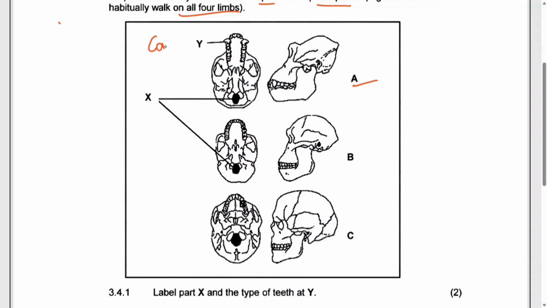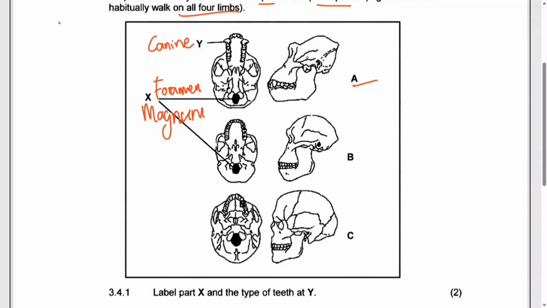So Y represents what? The canine. Then X represents what? The foramen magnum, because this is the opening at the base of the skull that allows the spine to enter. You get my point? So X represents the foramen magnum. This will be the foramen magnum.